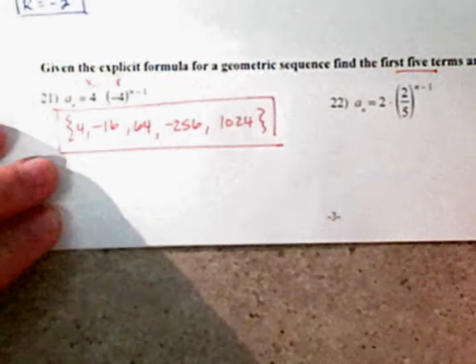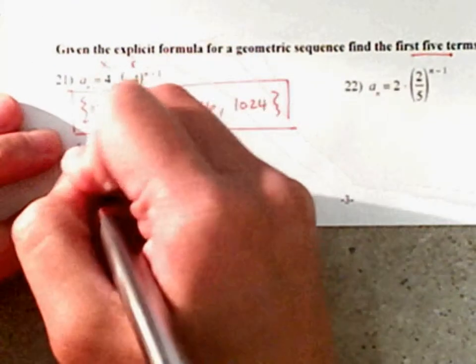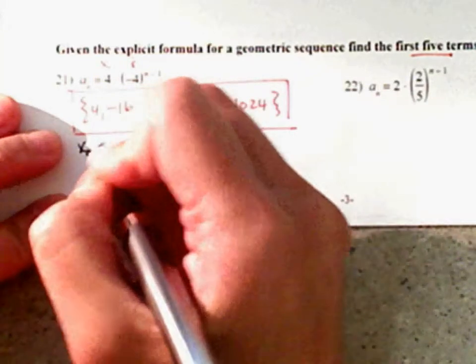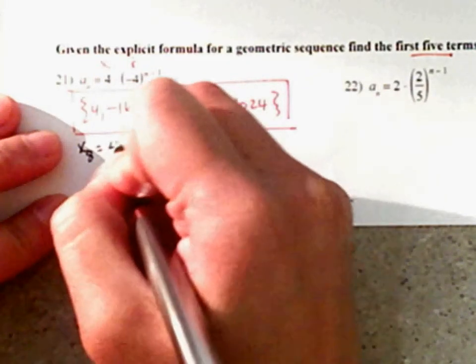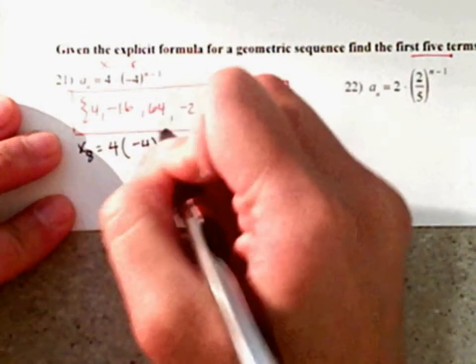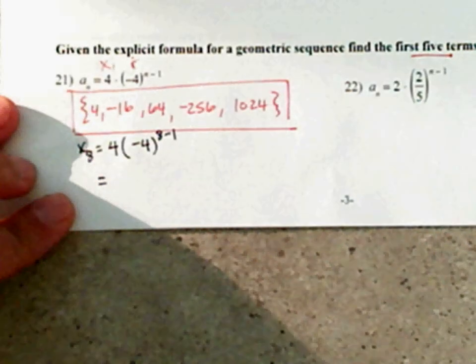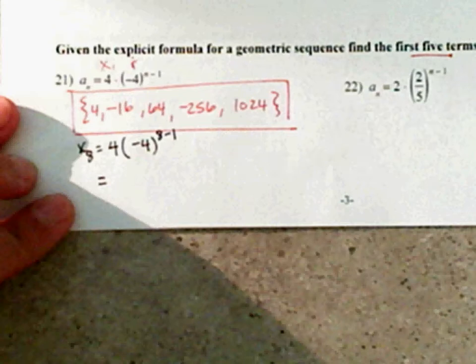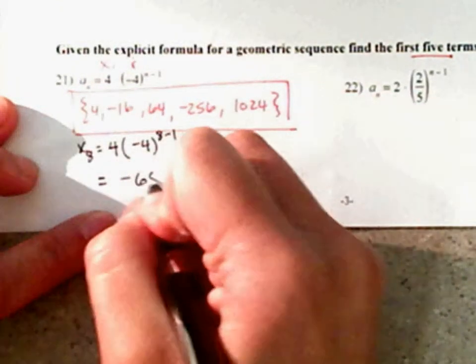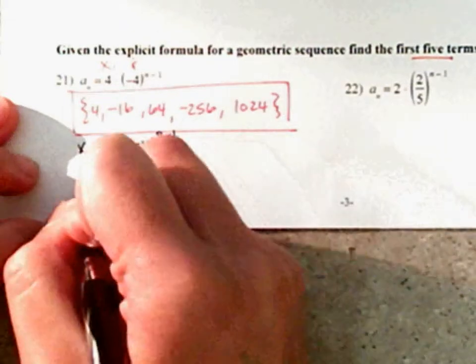So I found my first 5 terms, and I'm also supposed to find the 8th term. Well, what you can do is you can keep multiplying until you get to 8, or you can use this formula right here. Okay? So x of 8 is equal to your first term. What's your first term? 4 times your R. What is your R? Negative 4 to the 8 minus 1. So I just kind of plug that back in. 4 parentheses, negative 4 raised to the 7 comes out to be negative 65,536. That is your 8th term.